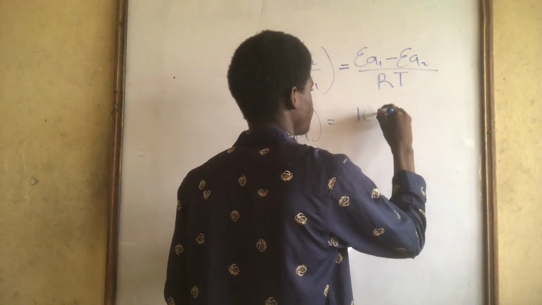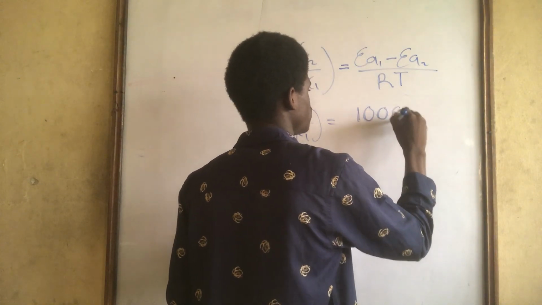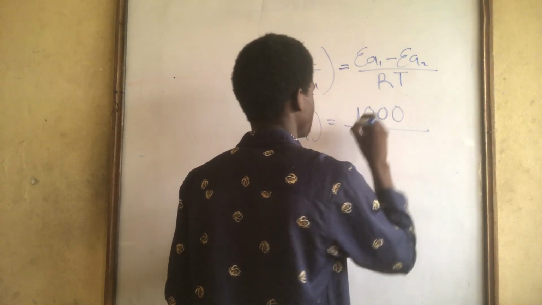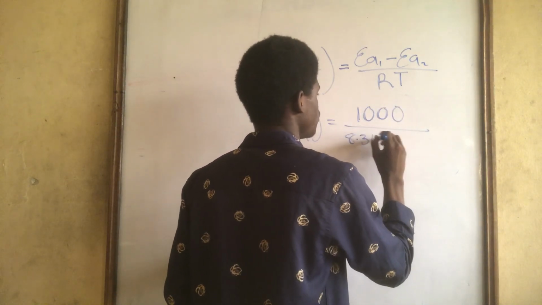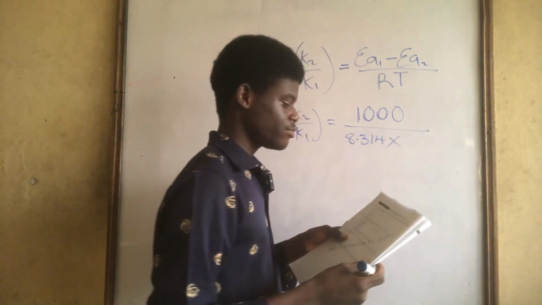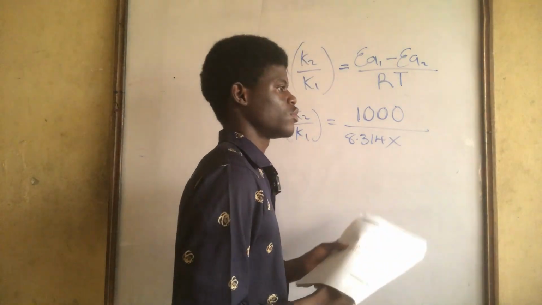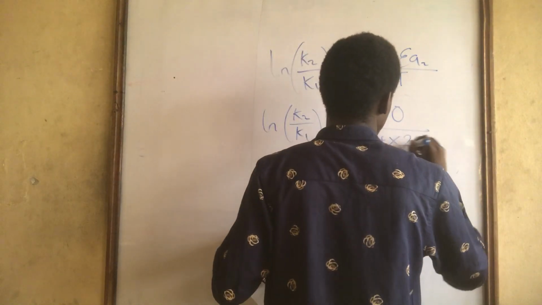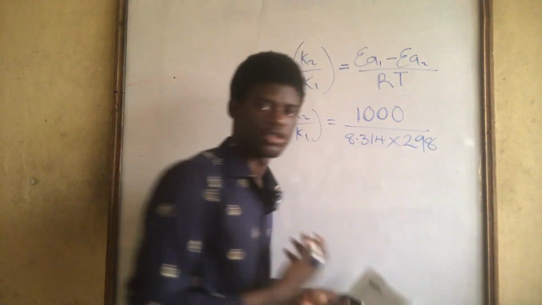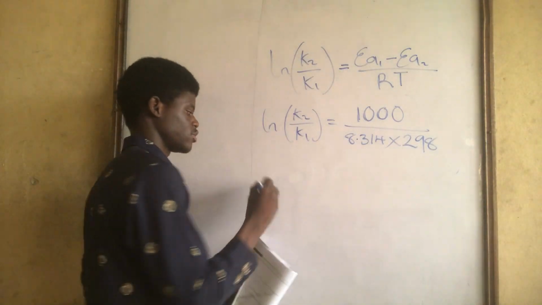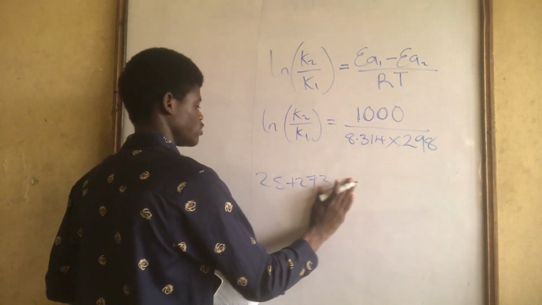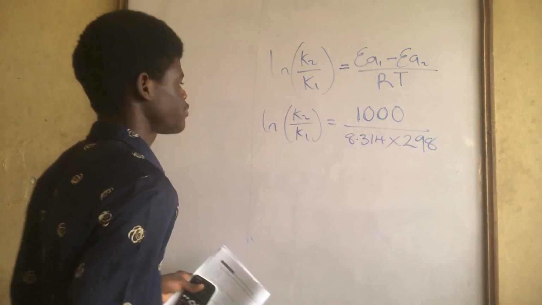They gave us the information in kilojoule per mole, but we need to change it to joule per mole, 1000 joule per mole, over R, a constant 8.314, times temperature. Temperature is 25 degrees Celsius, but we cannot leave it at 25 degrees Celsius. That will be 298 Kelvin. We just added 273: 25 plus 273 is 298 Kelvin.